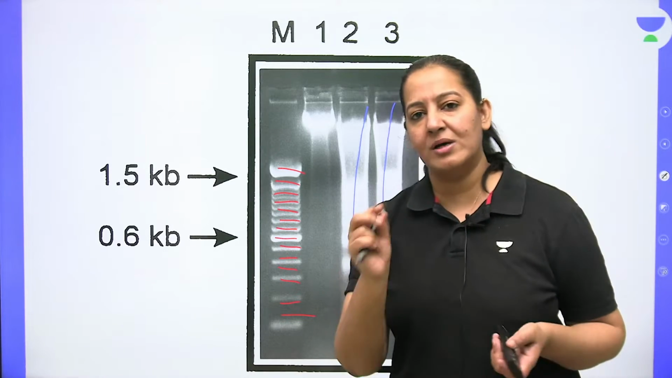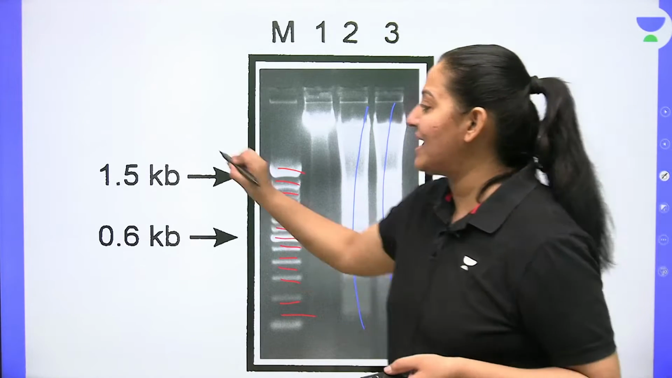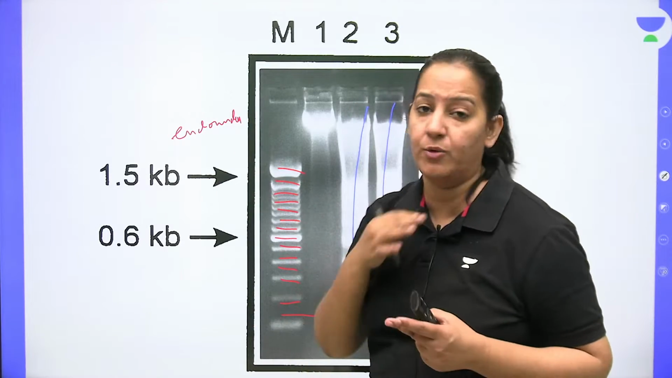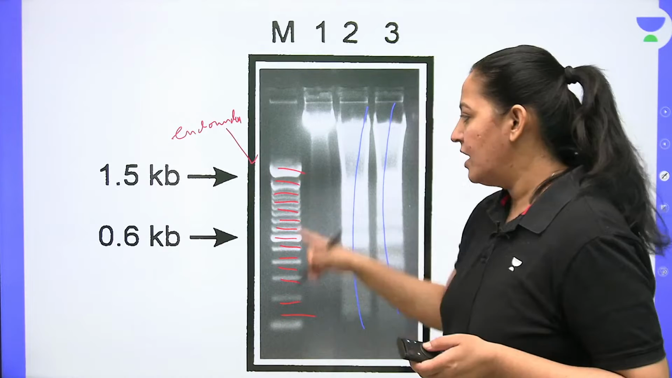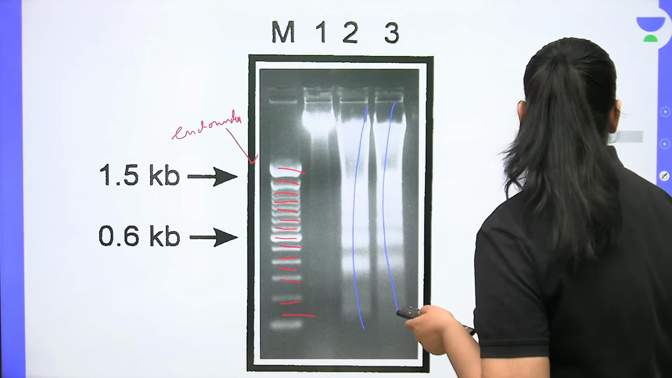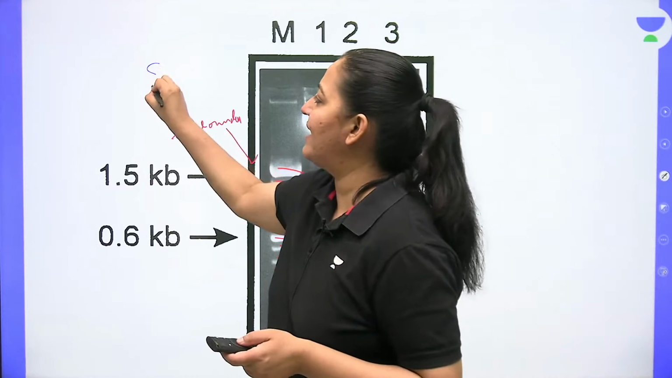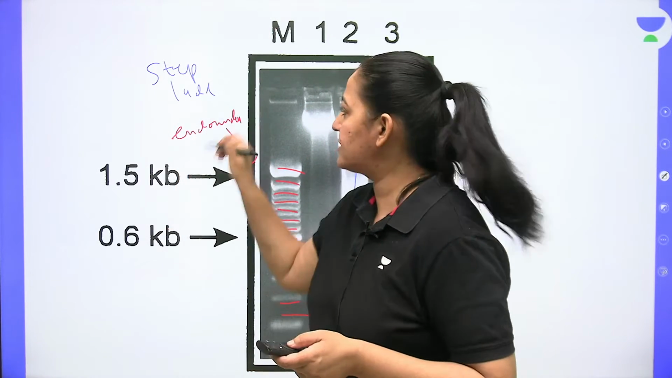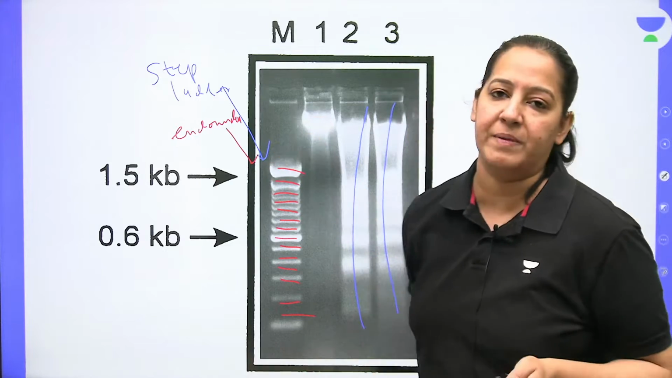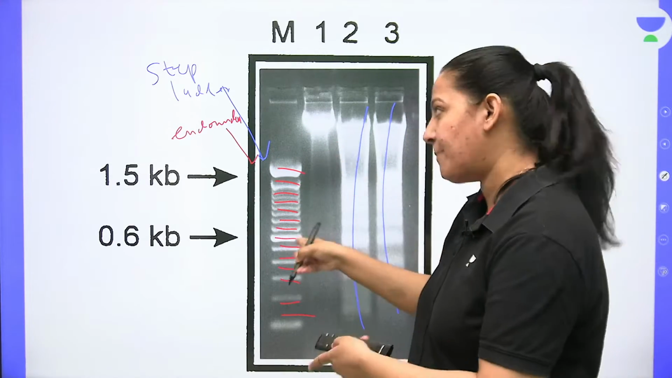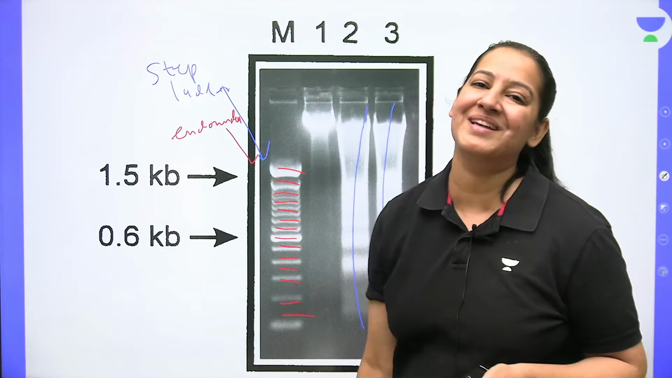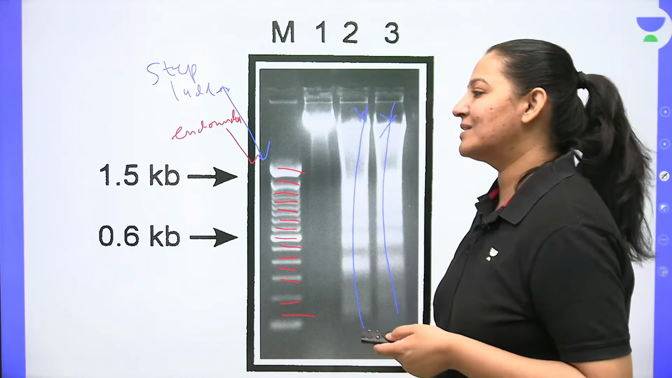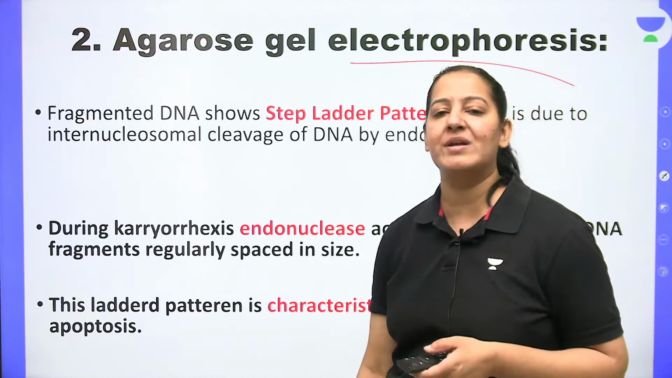Name the enzyme that causes fragmentation of the nucleus. The name of the enzyme is endonuclease. Endonuclease is the enzyme which causes karyorrhexis, the fragmentation of the nucleus, because of which we get this pattern. How does this look? It looks like a step ladder. This is known as step ladder appearance. So apoptotic cells give a step ladder appearance on gel electrophoresis, because of the endonuclease enzyme, because of karyorrhexis. It is not seen in a normal cell. This is how on electrophoresis we can differentiate an apoptotic cell from a normal cell.